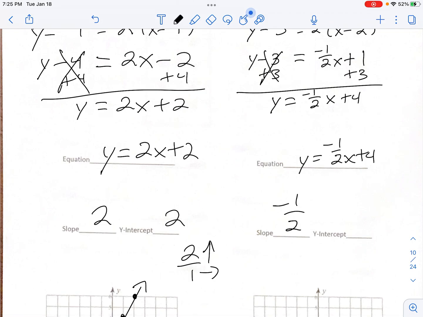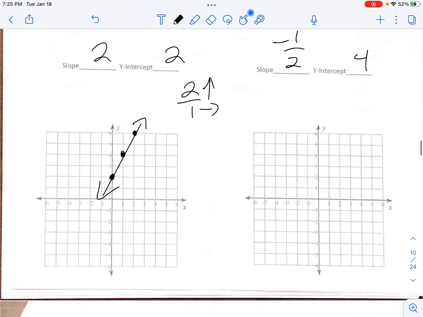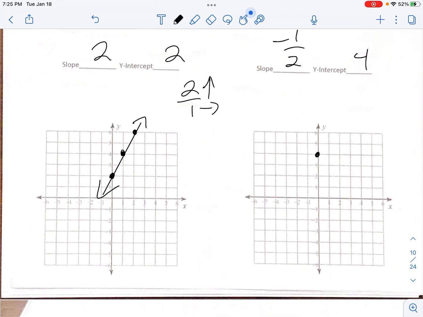And my slope is negative 1/2. Y-intercept is 4. So we're going to plot the y-intercept at 4. And then if it's negative 1/2, we're going down 1, right 2. And then one more time. And then draw your line. Like so.